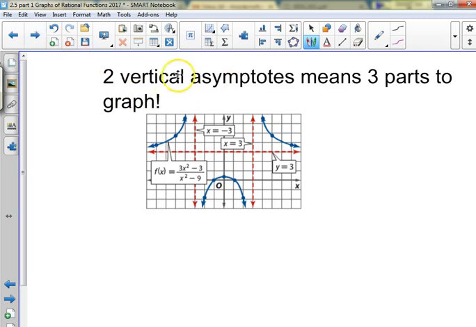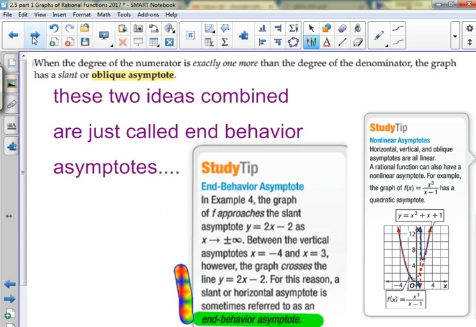All right, when you have 2 vertical asymptotes on a graph, it means there are 3 parts to the graph. It has to be doing something in between and on either side of those. Sometimes this in-between piece is very hard to find. It can be way down off the bottom of your graph or way up off the top. So use your table if you need to figure out where a reasonable value in between there is, and then change your window.